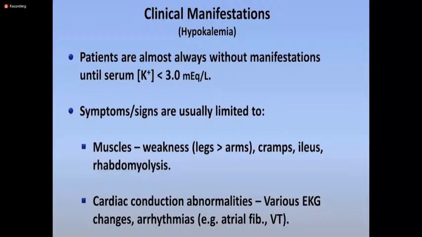So they might present with weakness, mostly of the legs more than the arms. They can complain of muscle cramps, can have functional ileus, or can be a case of rhabdomyolysis with release of all the intracellular contents. They can also present with cardiac conduction abnormalities. We'll have a look at what the ECG will look like.